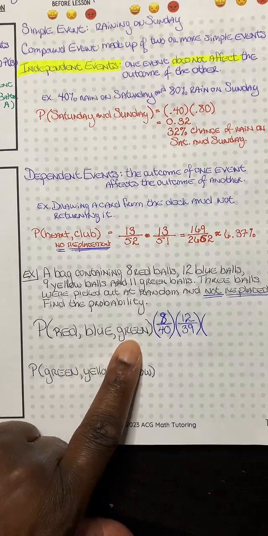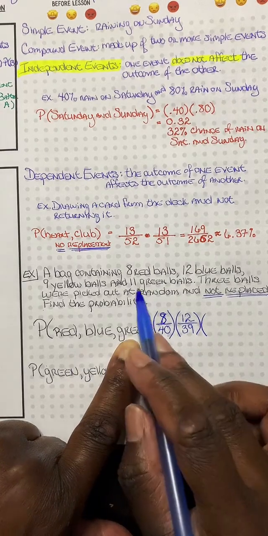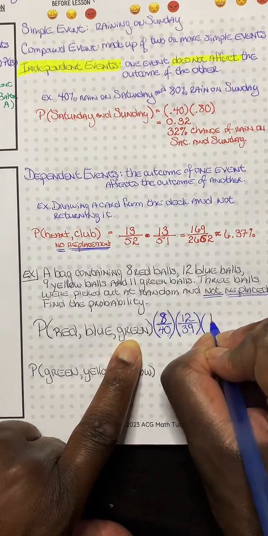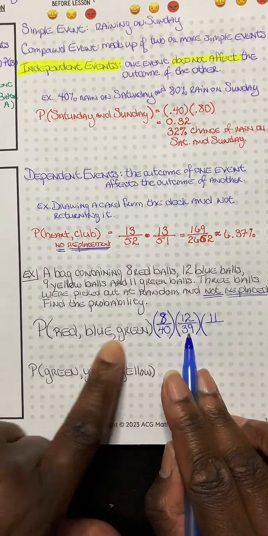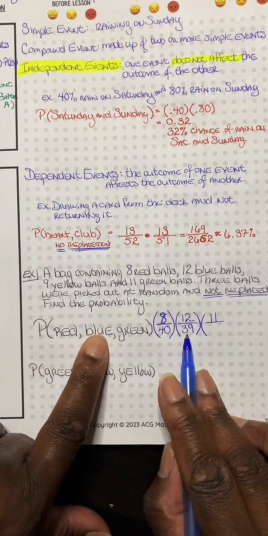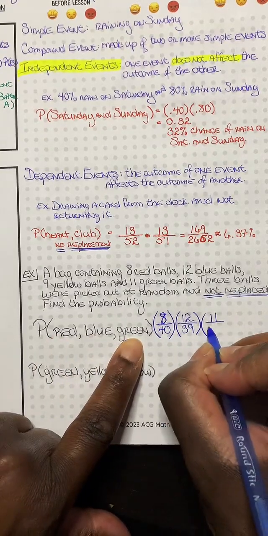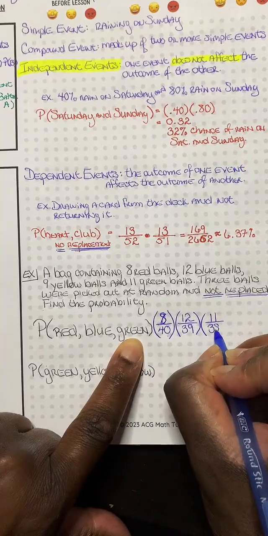So now we're going to go with a green ball. We have 11, but there's not 39 balls anymore because we took one out here and we took one out here. So that means we have 38.